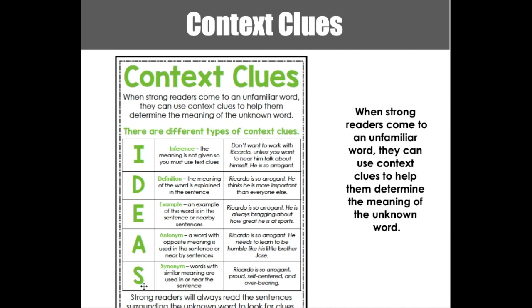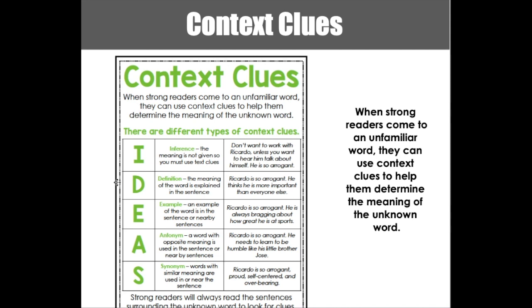So there's a few different ways that context clues can be used. And you can see they've used ideas. The I is an inference. This means the meaning is not given, so you have to use the clues within the text. And there's the example. Don't want to work with Ricardo unless you want to hear him talk about himself. He is so arrogant. So you have to make an inference from the information that you don't want to work with him because all he does is talk about himself. And that's giving you the definition of what arrogant means. So from that, you should be able to make a guess.